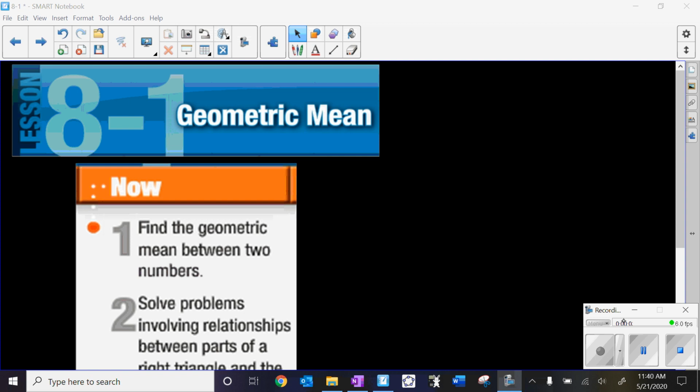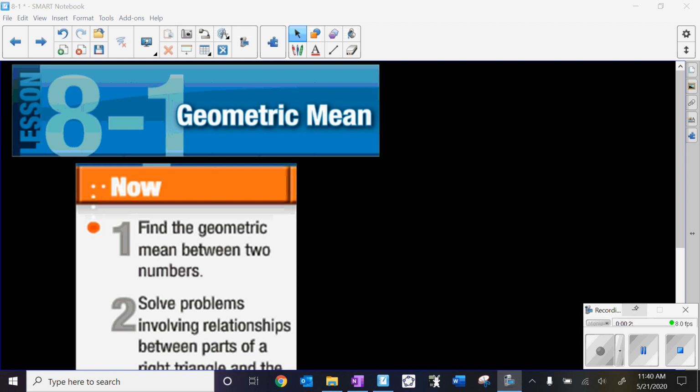We're now going to move into chapter 8, and we're going to continue looking at similarity throughout this chapter where we extend it mostly to right triangles. And then we will look at doing some trigonometry within this chapter as well. So section 8.1 is going to specifically look at what we call the geometric mean.